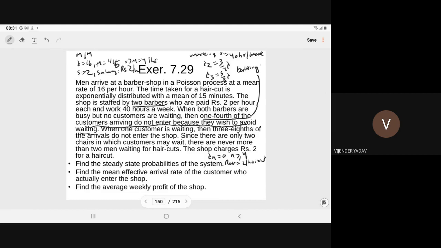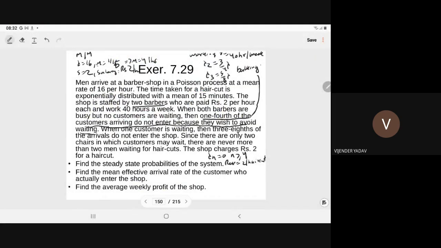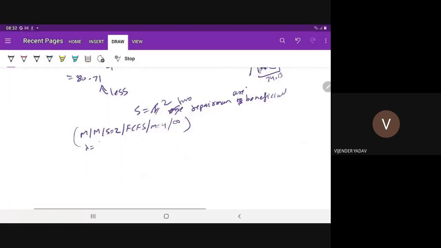Is there any problem understanding the question? Anything you want me to repeat? So this is the M/M/S with S equal to 2, FCFS, with capacity 4, infinity population model, where lambda is given as 16 and mu is equal to 4.